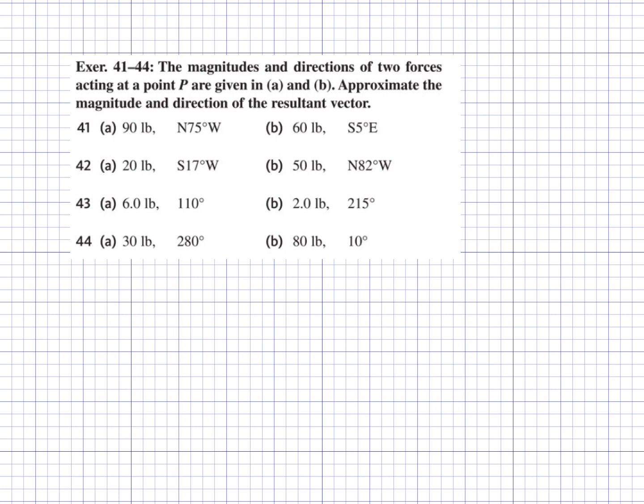Approximate the magnitude and direction. Okay, so this is north, 75 degrees west. All right, so that's going to be 105 degrees all the way around. Okay, 105 degrees to get there.